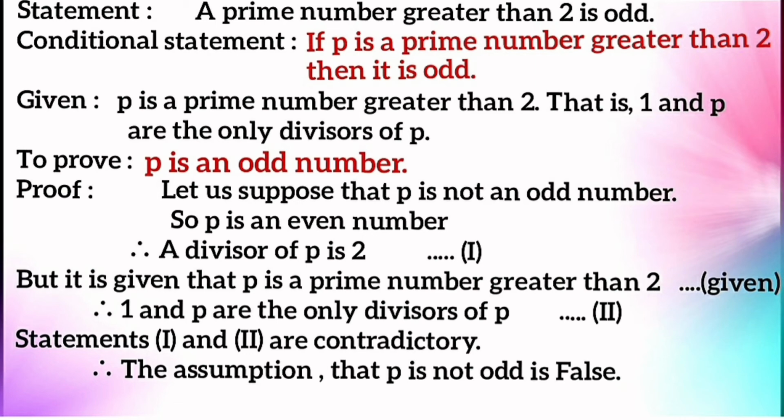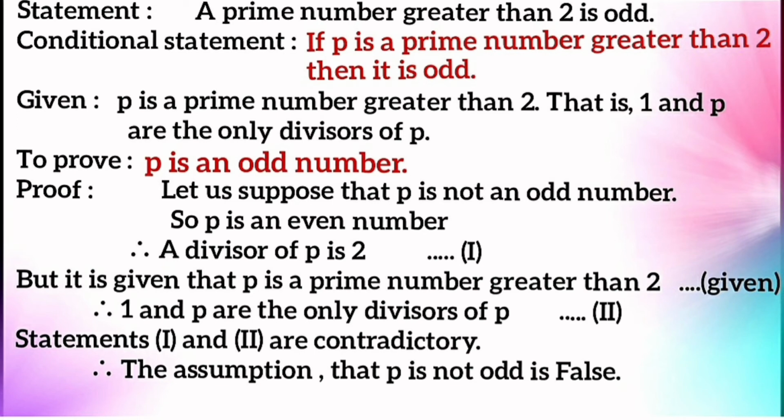Therefore, a divisor of P is 2. As it is an even number, it is divisible by 2. But it is given that P is a prime number greater than 2. Therefore, 1 and P are the only divisors of P. So it is given that P is a prime number, which means it should not have any factor other than 1 and itself.